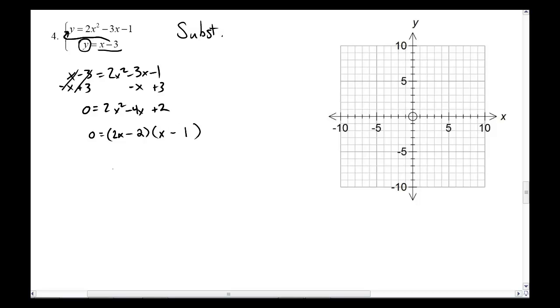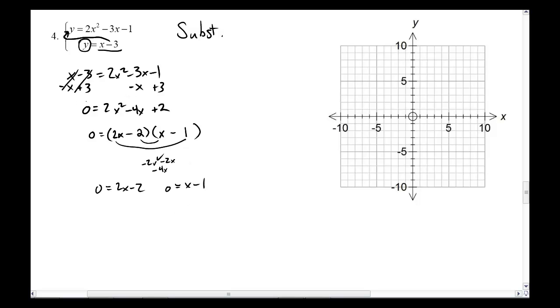2 times 1 is 2. So negative 2 times x will be negative 2x, and 2x times negative 1 will also be negative 2x, giving me the negative 4x that I'm supposed to get. So therefore 0 equals 2x minus 2, or 0 equals x minus 1.